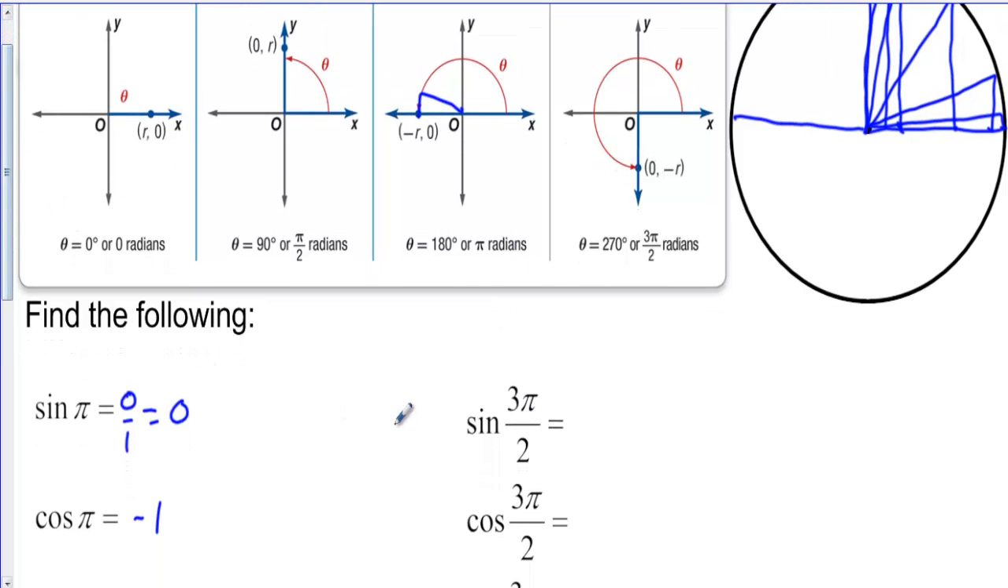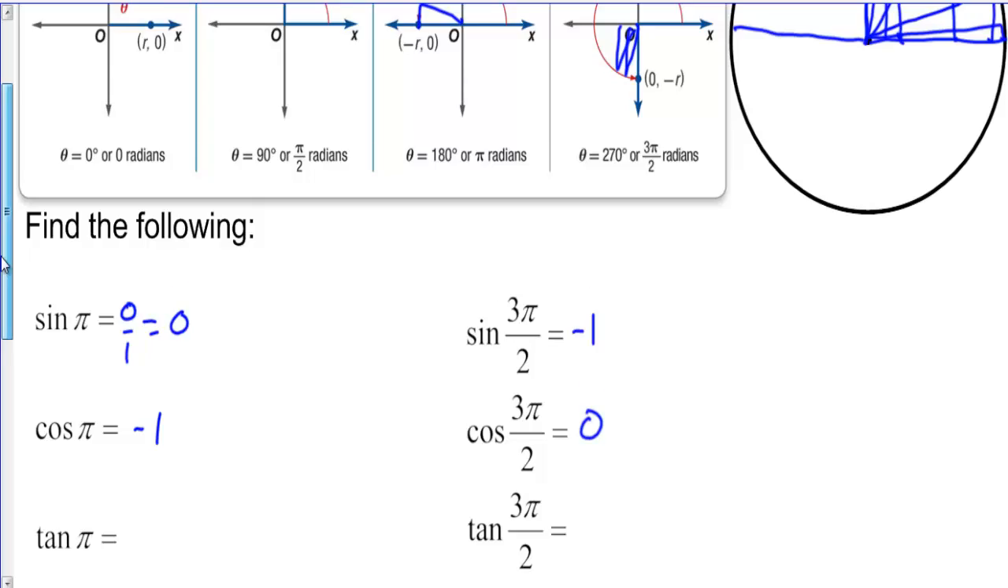The sine of 3 pi over 2. Let's look at this one. Here's 3 pi over 2 right here. And notice how this would be the angle right here, or the triangle. This would be the triangle. And the opposite side is working its way to 1, and the adjacent side is working its way to 0. So the sine of 3 pi over 2 would be opposite over hypotenuse, which would be negative 1. The cosine of 3 pi over 2 would be 0, because we'd have adjacent over hypotenuse, which would be 0 over 1.